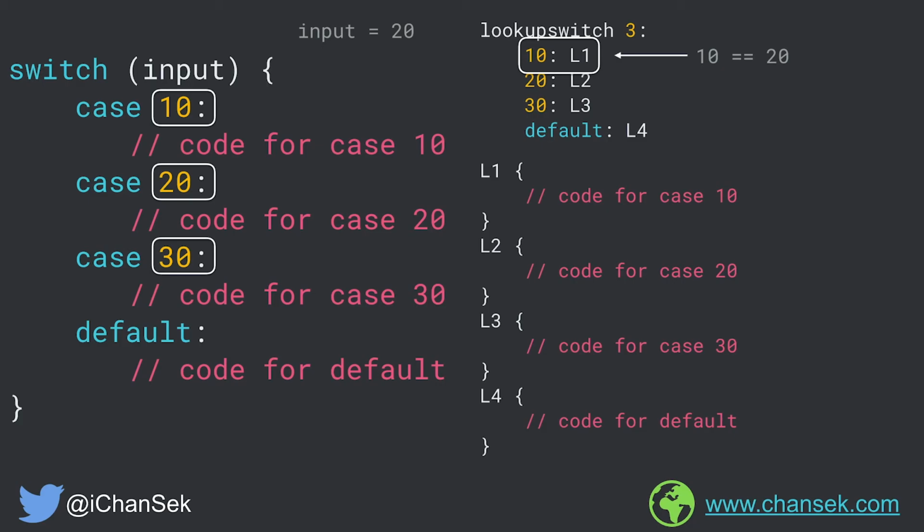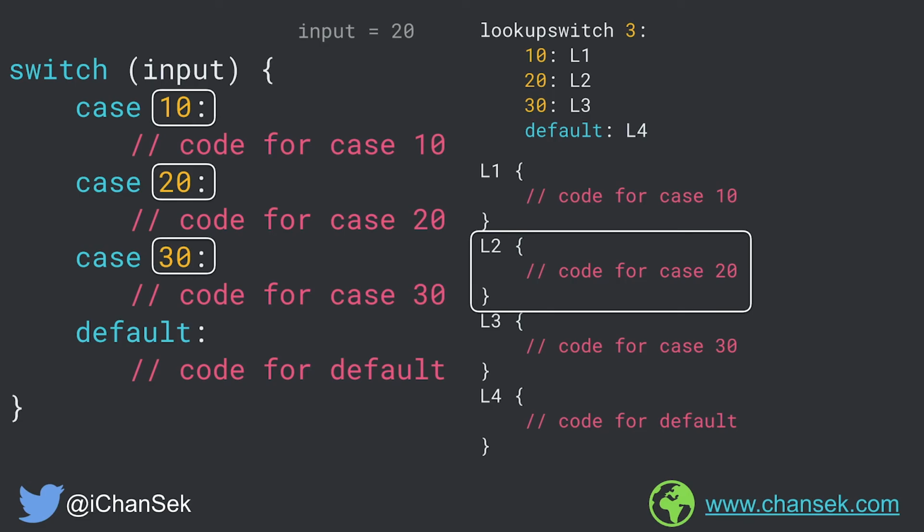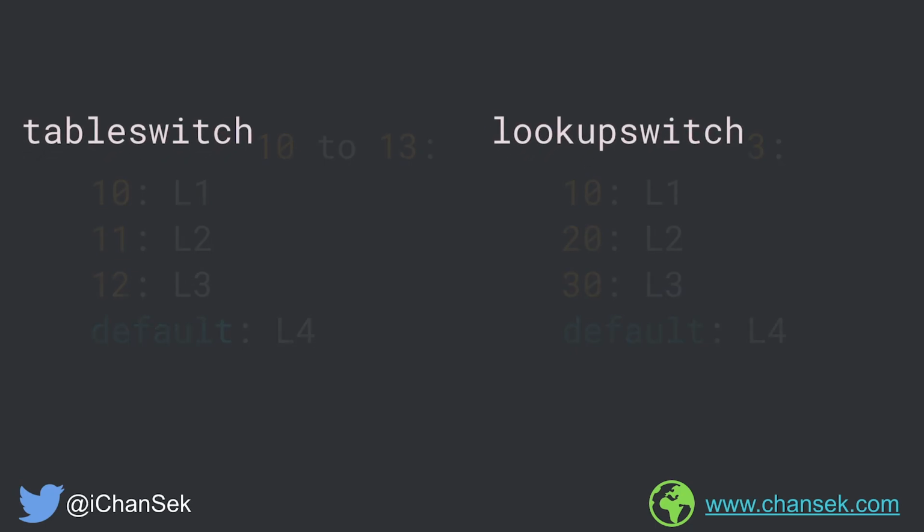It doesn't find the match, so it goes to the next entry. It finds the match and the corresponding label is L2, so it jumps to the L2 and executes the code. And once it finds the proper entry, the rest of the execution is the same as the table switch. Hope you now understood what is the difference between table switch and lookup switch and when they are both used. Now let's summarize both of these.